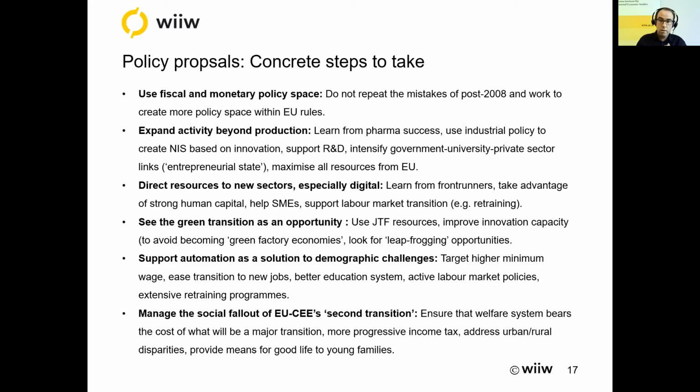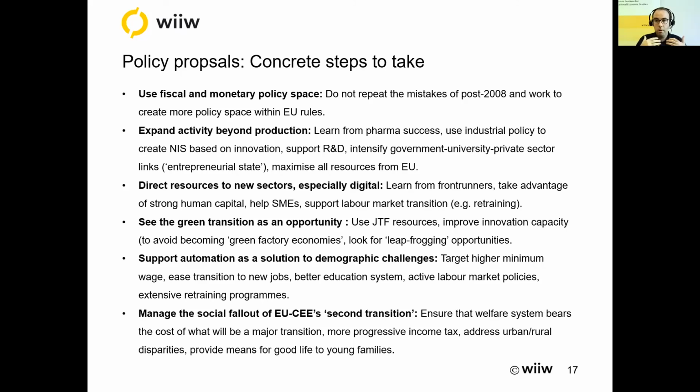The fifth block is automation, and to support automation and see it as a way, not a threat, but a way to meet these demographic challenges. We have some stuff on minimum wages in the study, targeting a higher minimum wage, try to push the automation of lower skilled jobs, ease the transition to new jobs, use the education system for that, active labor market policies, including extensive retraining to help workers transition to the new kind of jobs that will come out of this. And the final block is to think about the social fallout.